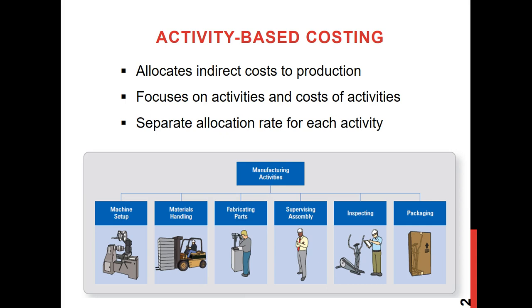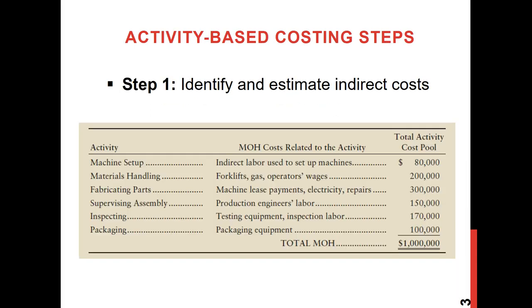And activity-based costing is actually more accurate, more precise. So we can check what the possible activities are. These are the common activities for the company. They have machine setup, material handling, fabricating parts, supervising assembly, inspecting, and packaging. And for each type of activity, they have a total amount of costs. Remember, everything here is predetermined.